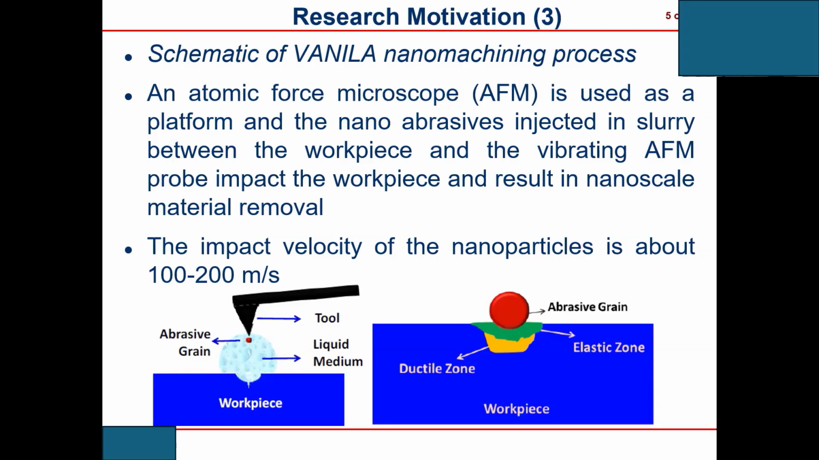Here is the workpiece. This is the thermal zone, and here is the elastic zone. We just use a single abrasive grain to illustrate how this method works. This grain vertically impacts the workpiece.